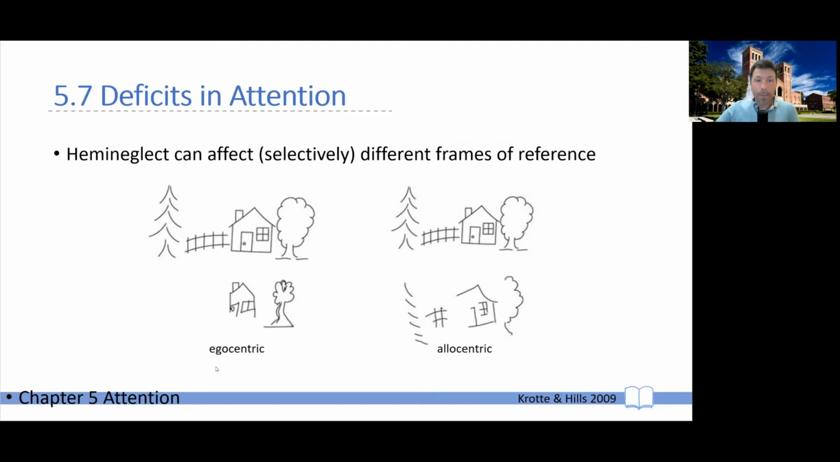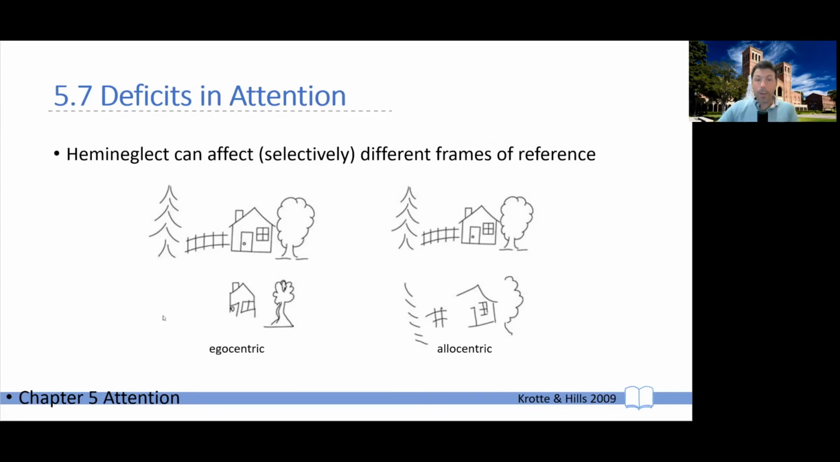So for example, a patient with an egocentric frame of reference for the HemiNeglect, if you give them this little picture, they will draw this. And you can see they draw the tree, they draw a bit of the house, and then everything else here to their left gets ignored.